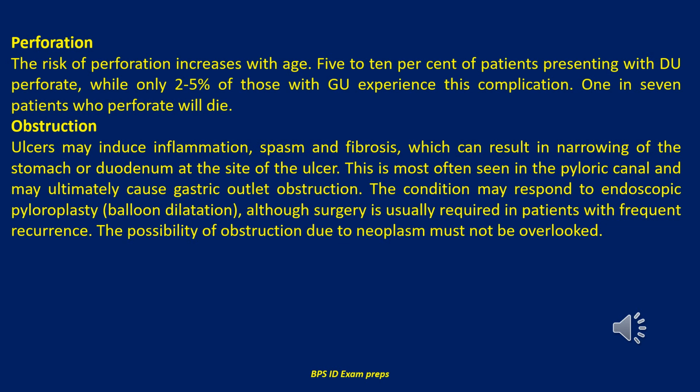Regarding obstruction, ulcers may induce inflammation, spasm and fibrosis, which can result in narrowing of the stomach or duodenum at the site of the ulcer. This is most often seen in the pyloric canal and may ultimately cause gastric outlet obstruction. The condition may respond to endoscopic pyloroplasty, balloon dilatation, although surgery is usually required in patients with frequent recurrence. The possibility of obstruction due to neoplasm must not be overlooked.